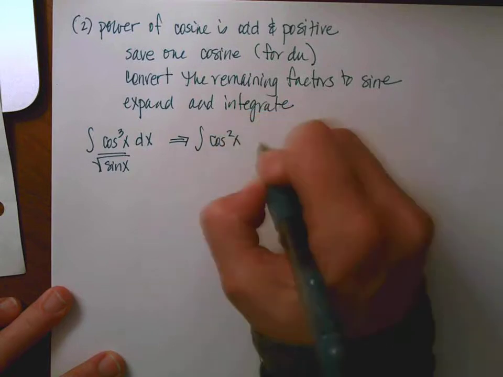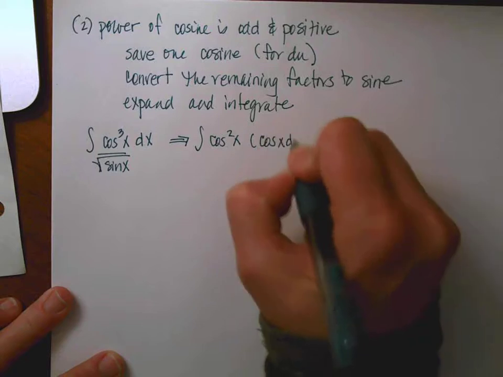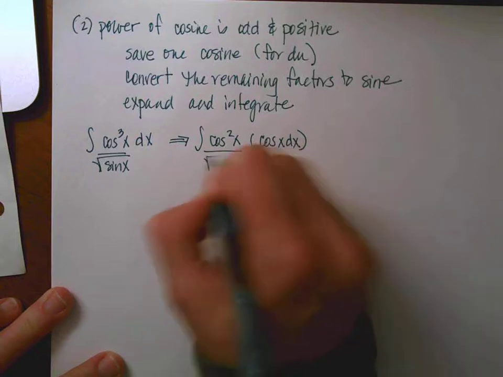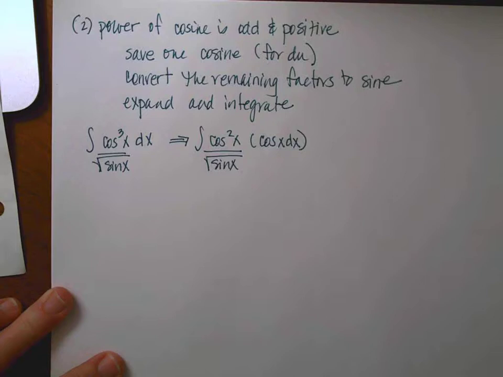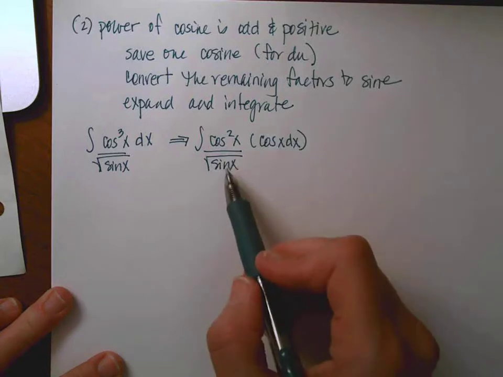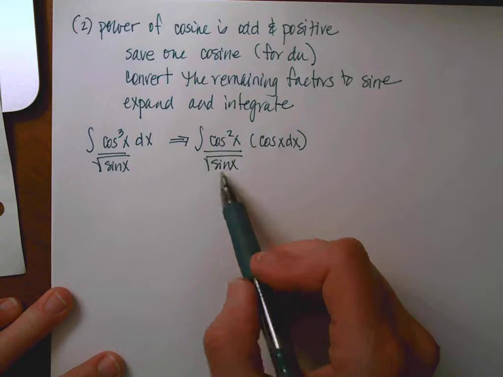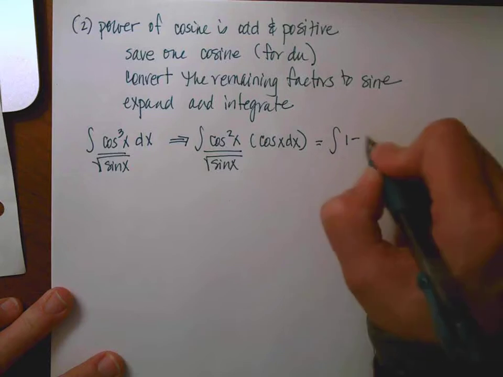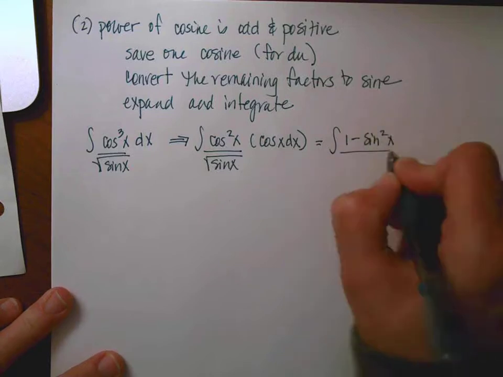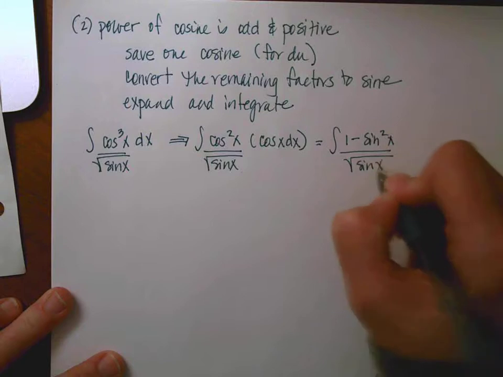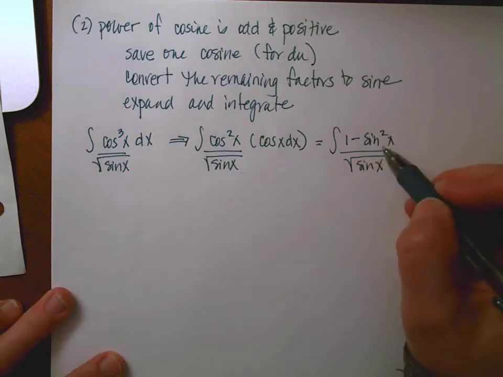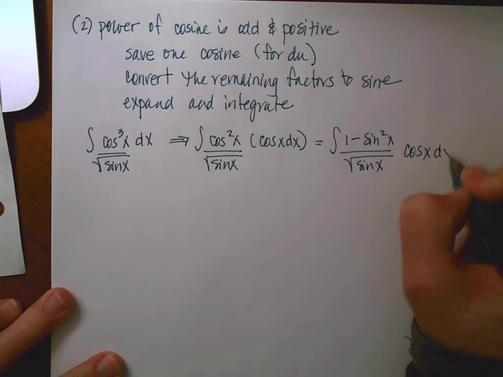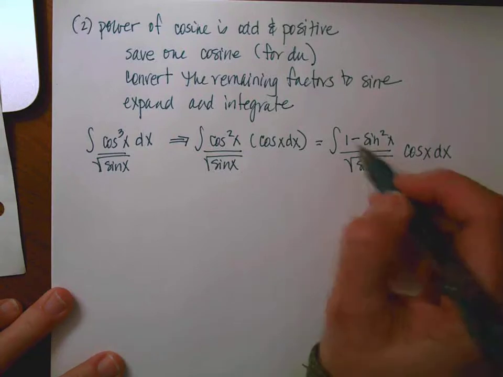So this is going to be the integral of cosine squared of x times the cosine of x dx, because remember, this is going to be my du in a little bit, over the square root of the sine of x. All right, so now I'm going to get rid of the cosine, and then I'm going to put it in terms of sine, which we're down to the second portion. So I'm going to have 1 minus sine squared x over the square root of the sine of x. And remember, this is just the Pythagorean identity, and as you can see, this is going to clean up and be pretty nice. Cosine of x dx.